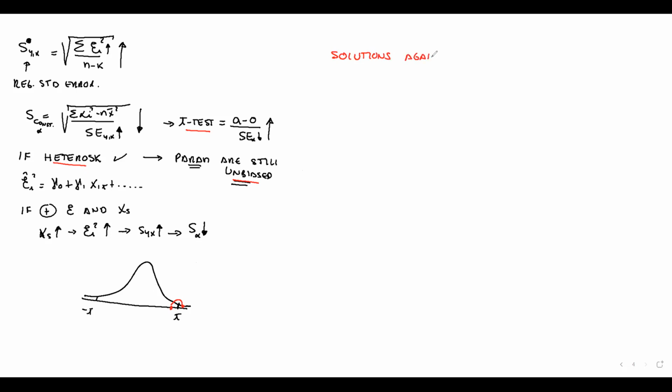Now, what solutions against heteroskedasticity, guys? When you find heteroskedasticity? Well, one easy solution that not necessarily works, at least for me never worked, but one solution is simply take logs of the data.